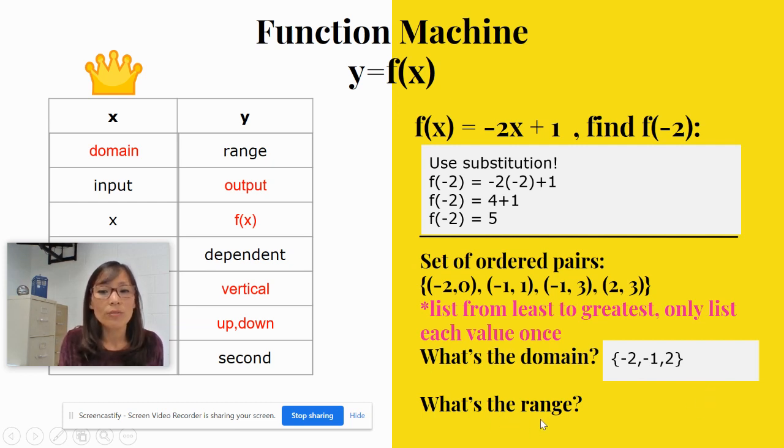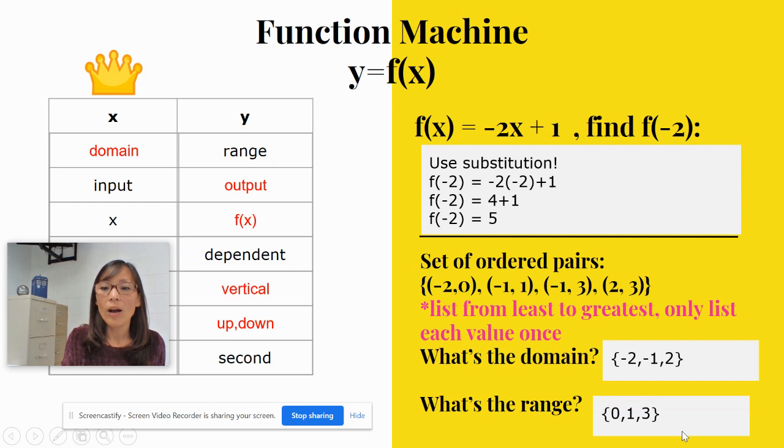If I want to know what the range is, then all I have to do is look at the y values or the y coordinate. So in this case, it's 0, 1, 3, and 3. And in the same way, because all we're doing is listing all of the y values, then we don't have to say 3 again. And so what I would write would be 0, 1, and 3. We also like to organize them from least to greatest when we are writing down the domain and the range.